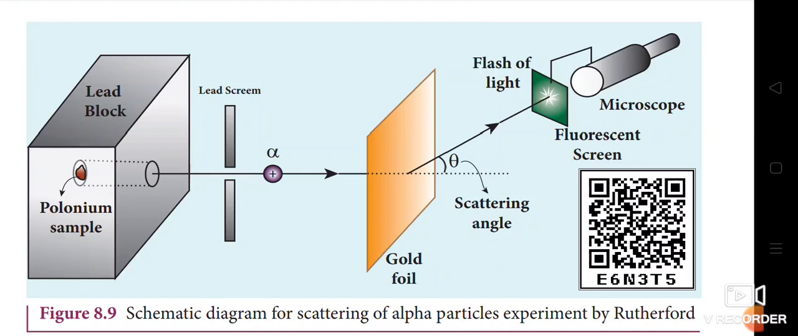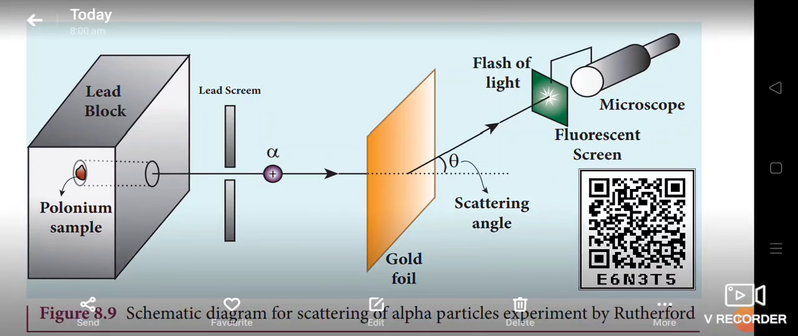After passing through the diaphragms D1 and D2, a narrow beam of alpha particles is incident on a thin gold foil, and is scattered through different angles. The scattered alpha particles strike a fluorescent screen coated with zinc sulfide. When an alpha particle strikes the screen, tiny flashes of light are produced. These observations can be made with the help of a low power microscope.